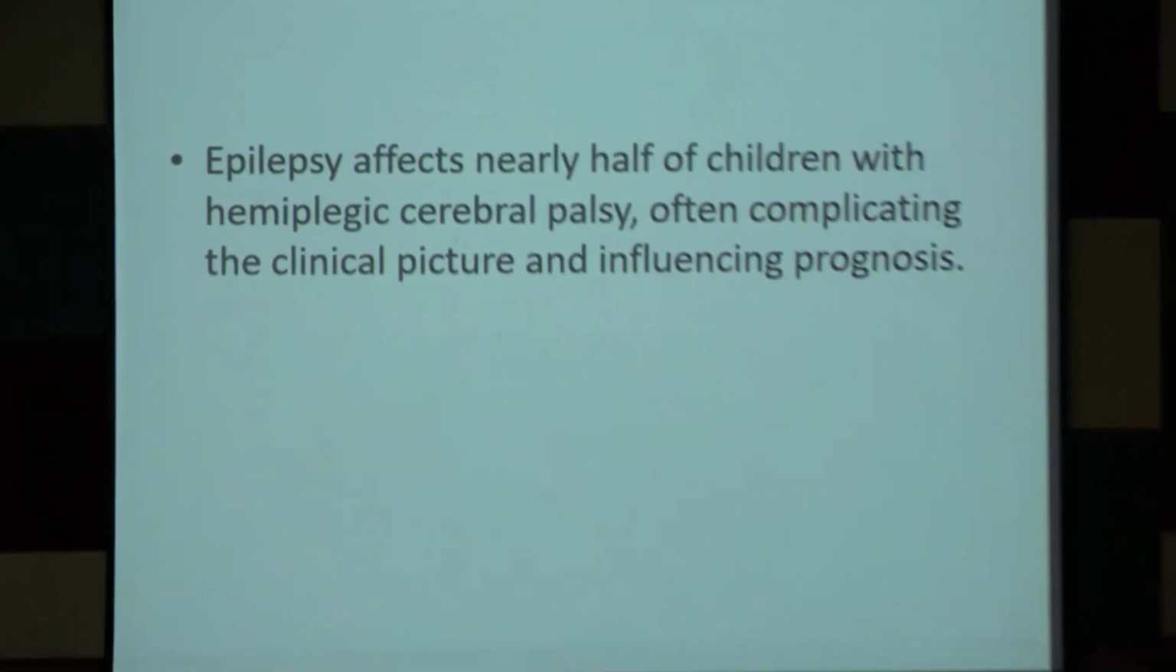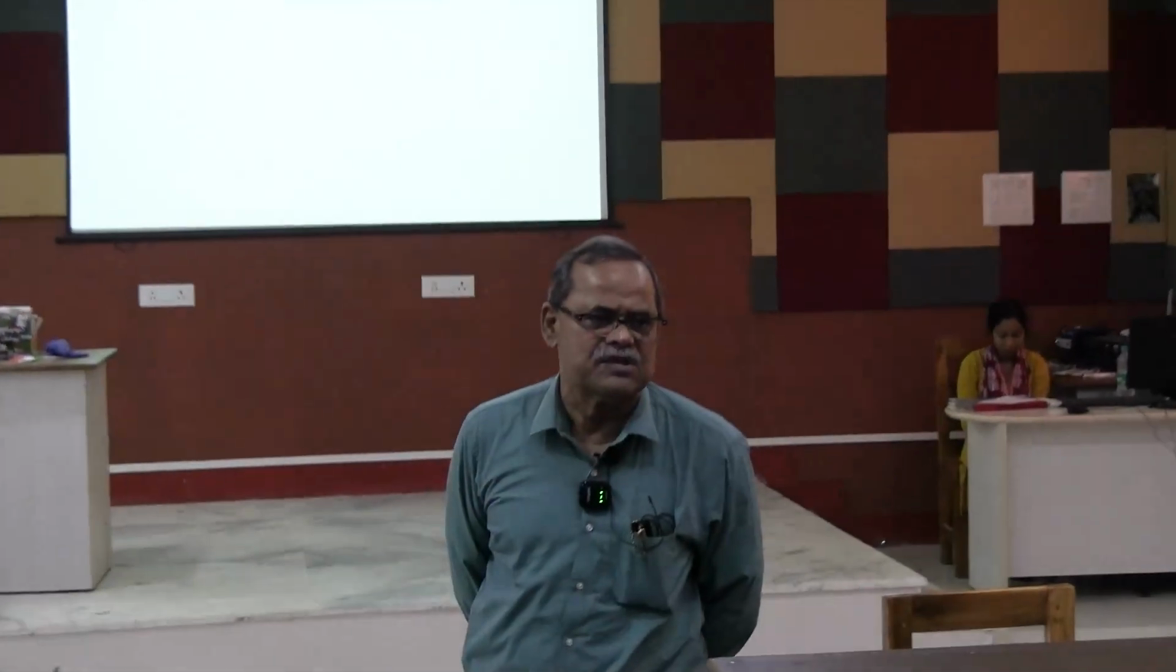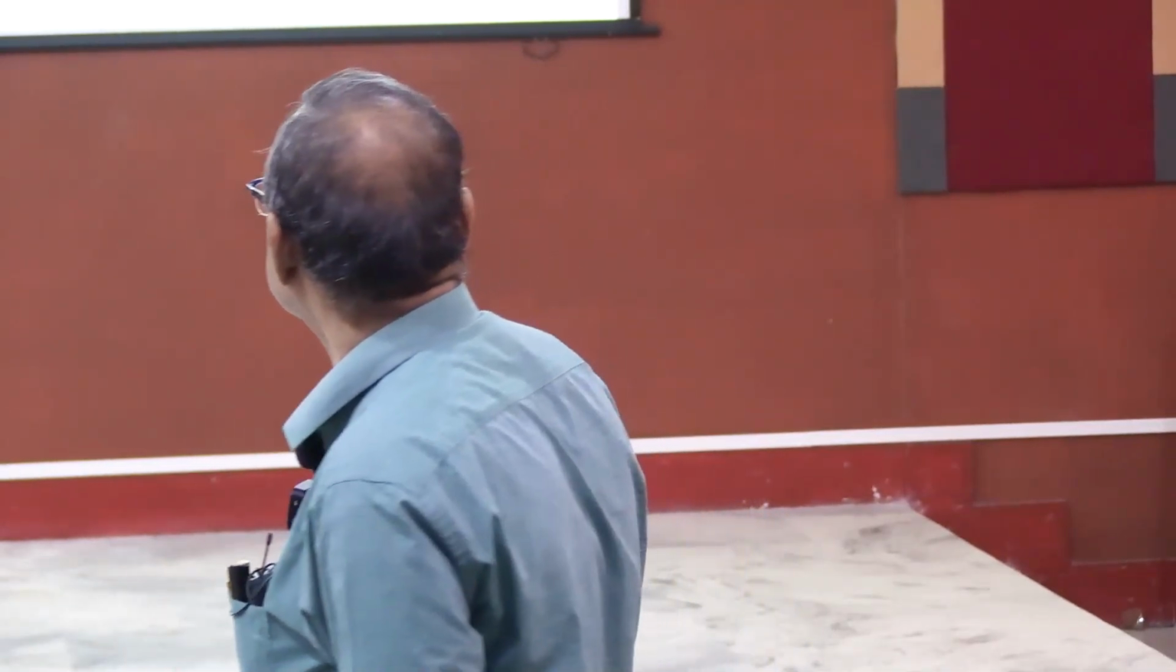Convulsion or epilepsy is associated with hemiplegic cerebral palsy. The reason is very clear: the cortex is damaged because of hypoxic ischemic encephalopathy. Whenever the cortex is involved, there are chances of convulsion.